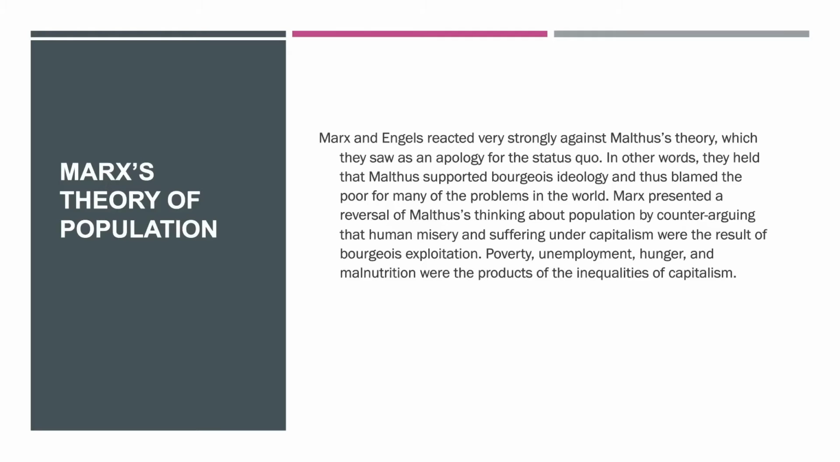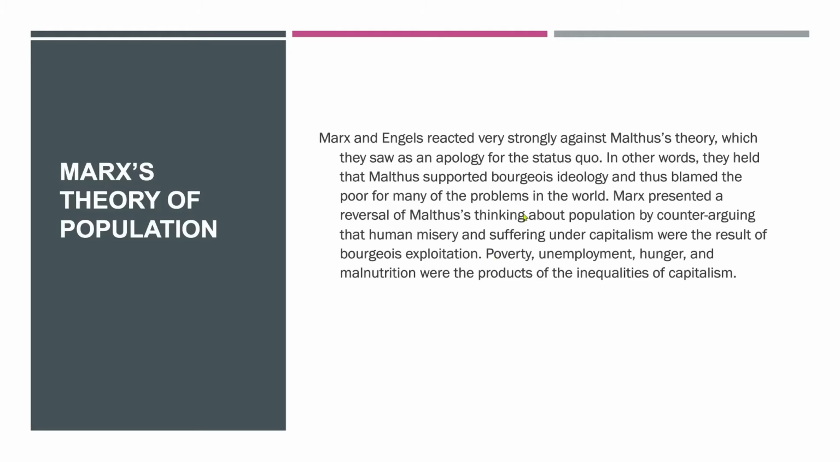So here's Marx's theory of population, right? Marx and Engels reacted very strongly against Malthus' theory, which they saw as an apology for the status quo. In other words, they held that Malthus supported bourgeois ideology and thus blamed the poor for many of the problems in the world, right? Because remember that throughout his theory, Malthus kept mentioning how the poor have an urge that impels them to reproduce and they must practice moral restraint. He didn't direct this towards the bourgeois, the ruling class. It was only to the poor.